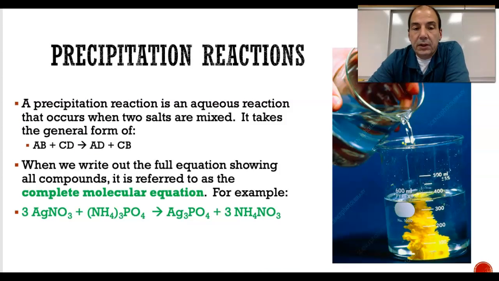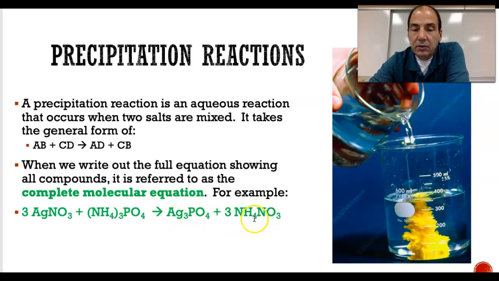Precipitation reactions are really double replacement. We haven't gotten into that this year already, but you kind of know that idea already. So we're talking about taking 2 ionic compounds, swapping around the ions to make 2 new ionic compounds. So for example, if I take silver nitrate and ammonium phosphate, I get silver phosphate and ammonium nitrate.